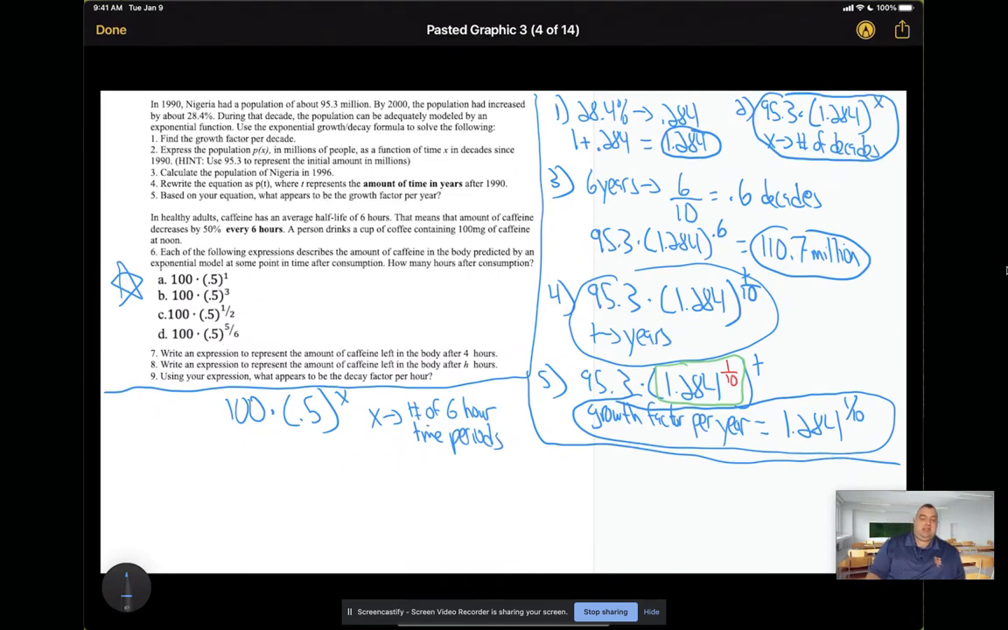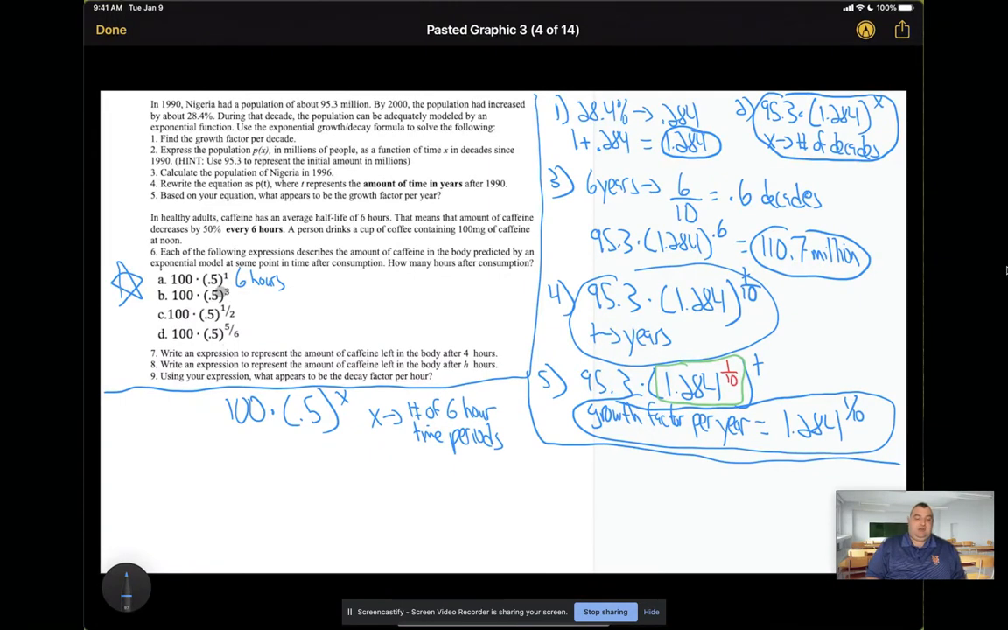So plugging in x equals 1 really means 6 hours. Okay? Plugging in x equals 2 really means 12 hours, so on and so forth. So I actually already answered part A. This expression represents the amount of caffeine left after one 6-hour time period. So part A is 6 hours.